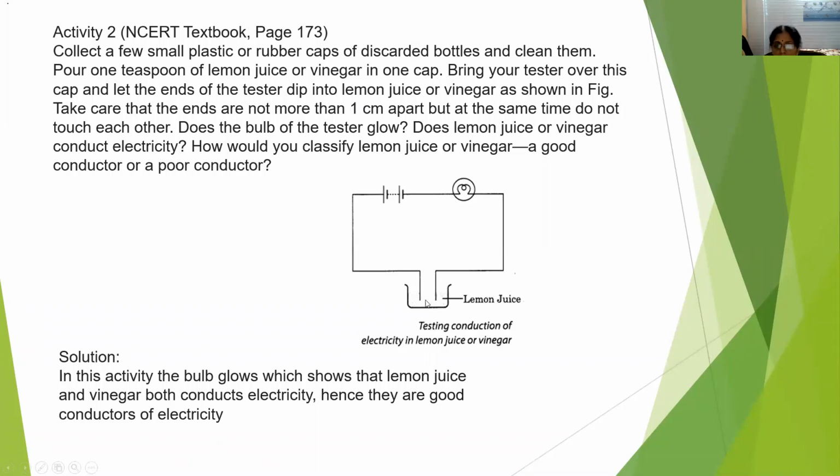Do the lemon juice or vinegar, whatever we have taken, conduct electricity? How would you classify lemon juice or vinegar, as a good conductor or a poor conductor of electricity? If you keep the setup like this in this activity, what happens? The bulb glows, which shows that in both cases, whether you take lemon juice or vinegar, the bulb will glow. So this shows that lemon juice and vinegar conduct electricity. Hence, they are good conductors of electricity.